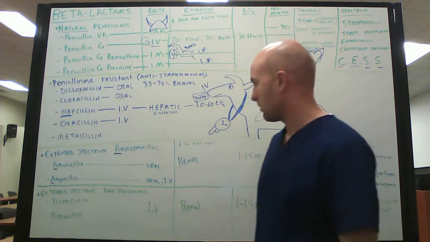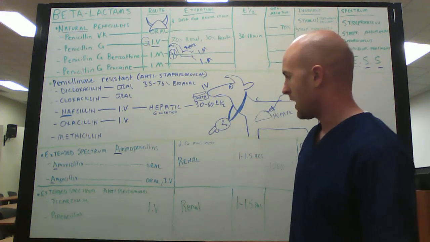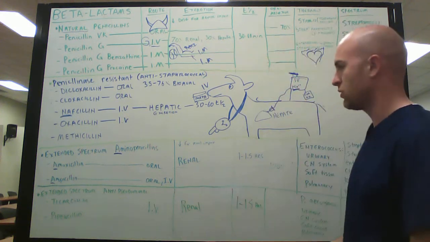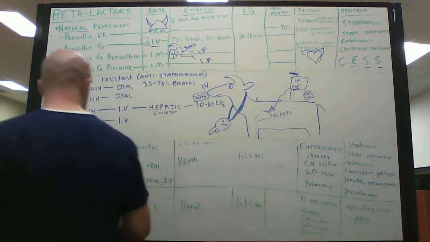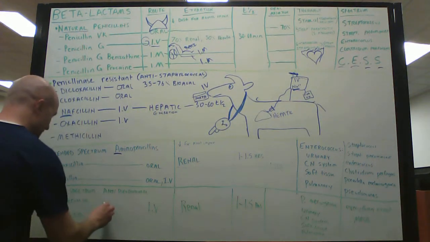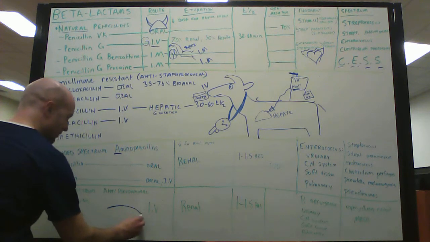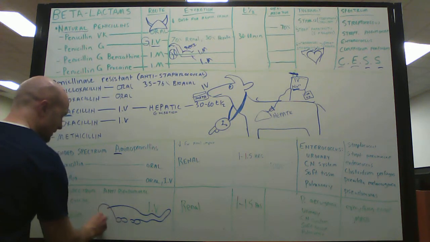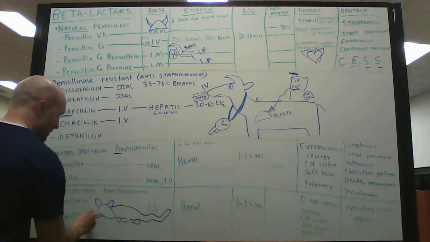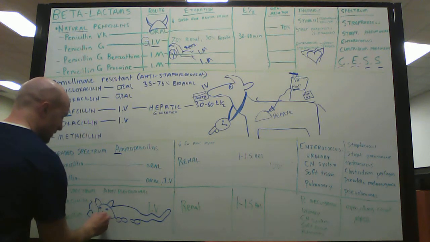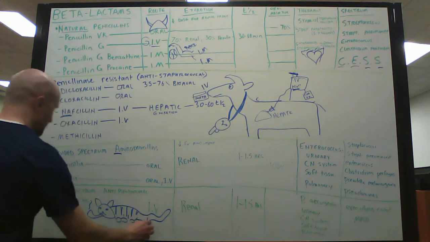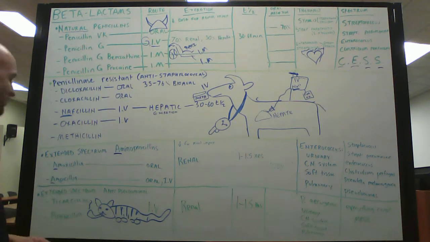Next, lastly, we have the extended spectrum anti-pseudomonals, and these ones actually do everything. The two that we have here are ticarcillin and piperacillin. I'm going to draw a tiger, and he's sitting down. There's his head, lovely tiger. He has a little pipe coming out of his mouth for piperacillin, and he has his tiger stripes on him. So ticarcillin, piperacillin, these are given IV.